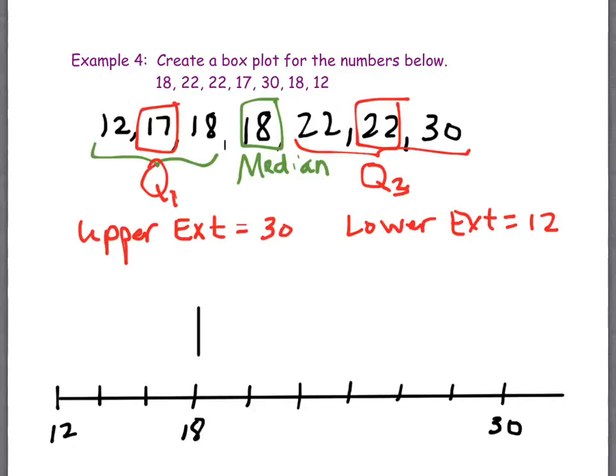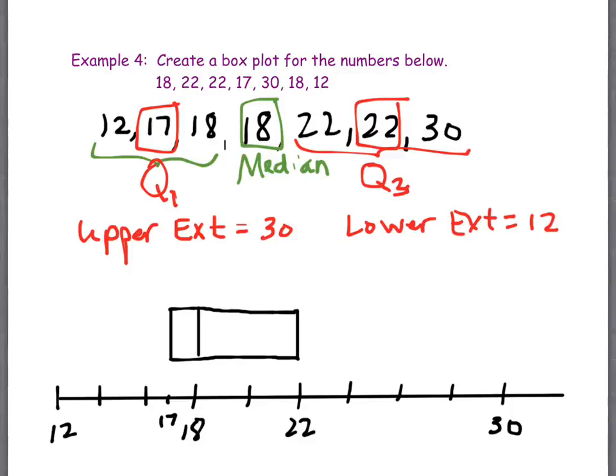And I do the same kind of vertical bar for Q1 and Q3. So Q1 is 17, so that's right here. And Q3 is 22, right here. So I've got a vertical bar, the same height. Those should all be the same height. They're not quite, but what I'm doing is I'm going to connect the tops and I'm going to connect the bottoms into a rectangle. This is the box for the box and whisker plot.